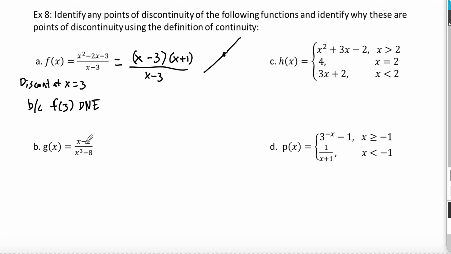All right. How about b here? Let's see. We got a difference of cubes thing here. This is a good reminder. Do you remember your difference of cubes factoring? Let's give it a shot. The difference of cubes factor looks like this.